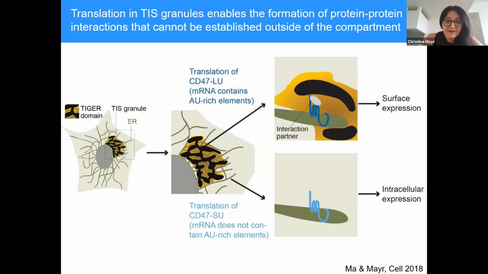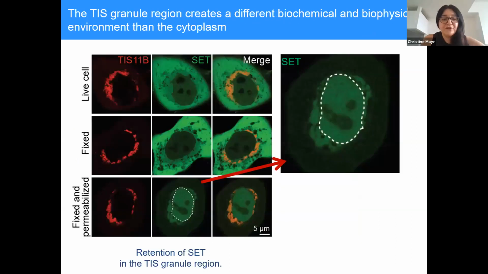So we still don't know what's special about the translation environment generated by TIS granules, but we know we can visualize it. What I'm showing you here is live cells in the top row where we transfected in TIS11B and SET. And you see SET is really everywhere in the cell. Then we fix the cells and permeabilize them and wait for 1 hour. And then we look at what happens to SET.